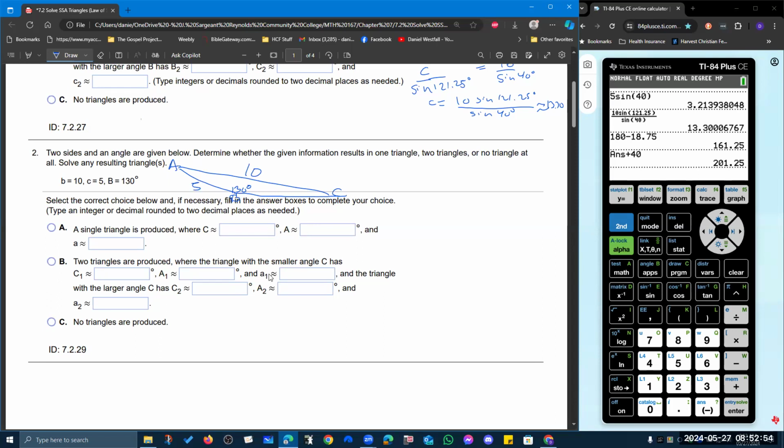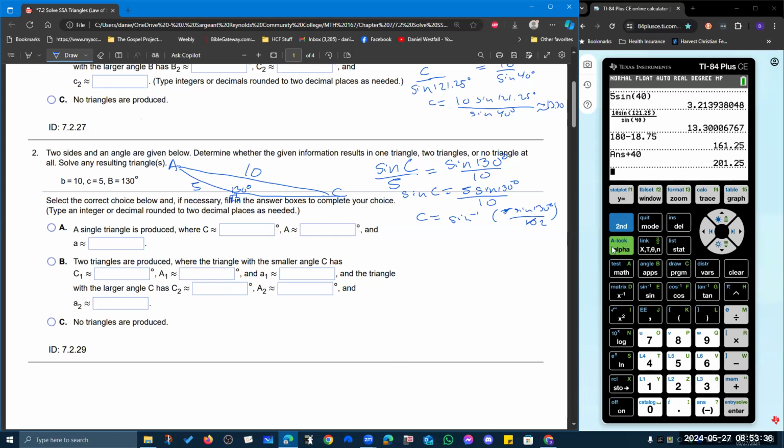And so we're going to try and find angle C here. Sine of angle C over side C equals sine of angle B over side B. So sine of C equals 5 sine of 130 over 10. C equals arc sine of 5 sine of 130 over 10. It's the same as sine of 130 over 2.